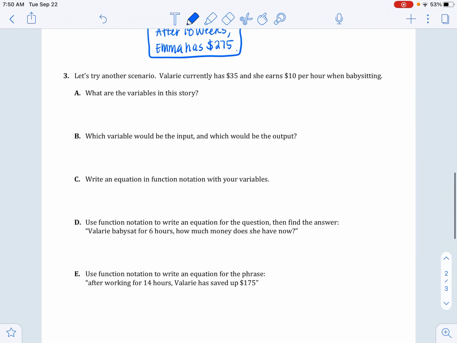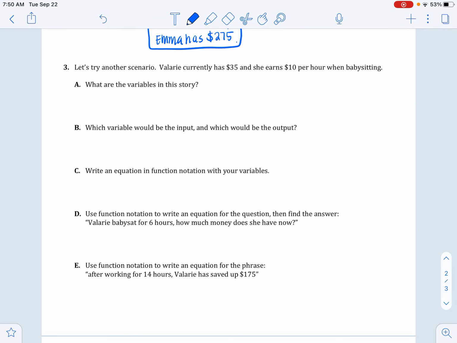Okay. All right, let's try another scenario. Valerie currently has $35 and she earns $10 per hour while babysitting. What are the variables in this story? So this is very reminiscent of things that we've been doing in the past. This isn't like, oh my God, new stuff. It's very similar to what we've been doing.